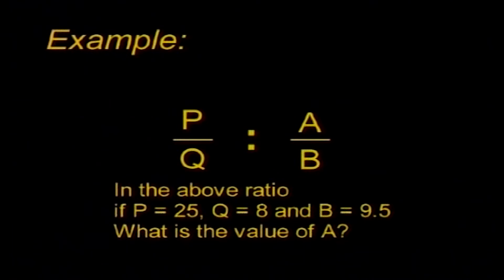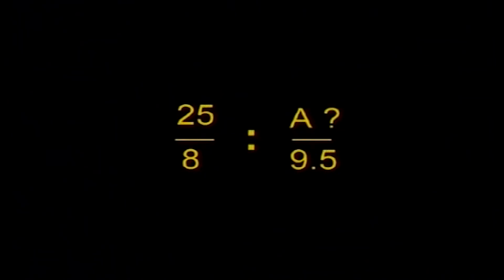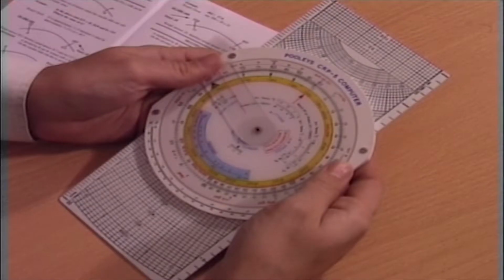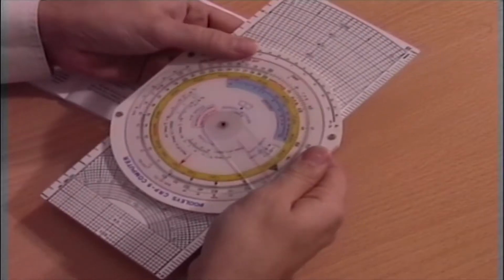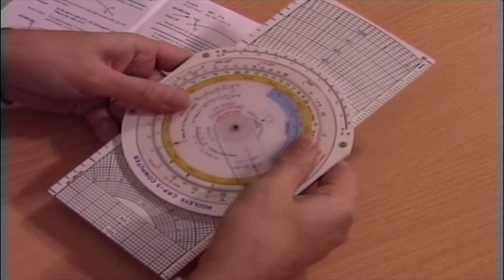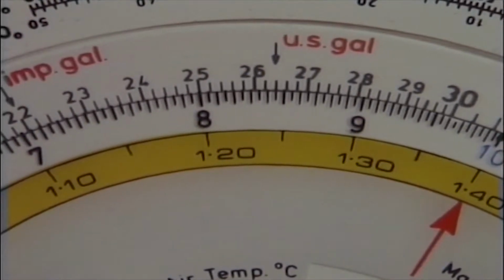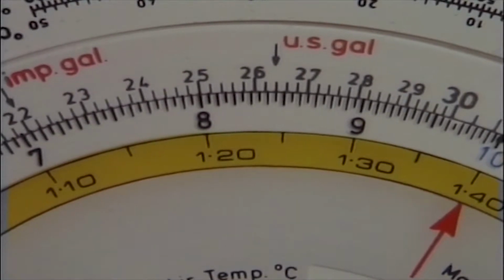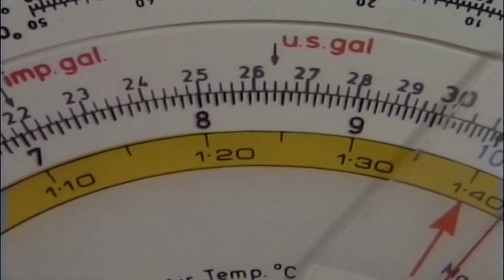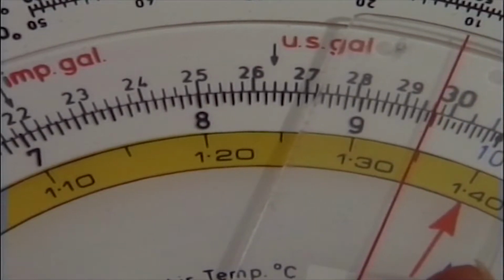The first example that we will do is one involving ratios. In the above ratio, if P equals 25, Q equals 8 and B equals 9.5, what is the value of A? Orientate the CRP-5 so that the 8 is positioned under the 25, like in the ratio. If you move the cursor to 9.5 on the inner scale, you can read 29.7 on the outer scale.